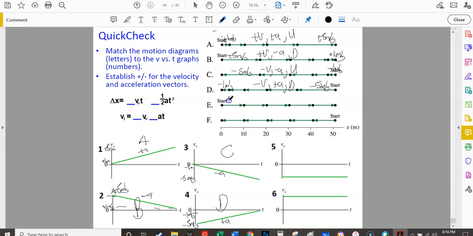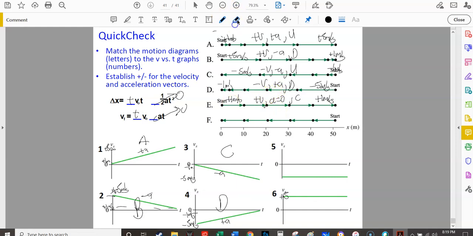Let's try E. We start off at a positive 1 meter per second. Those spaces seem the same over time. They're not varying. So that tells me that this is going to be a constant velocity. And those velocity vectors pointing to the right mean the acceleration vector is 0. Was that positive 3 the entire time? So this is positive, this is positive. Okay?